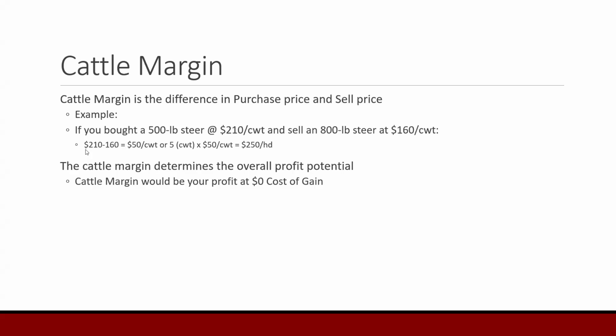Cattle margin. Okay. So cattle margin is the difference in purchase price versus sell price. Okay. So for example, if I bought a 500-pound steer for $210 per hundredweight, and then I sold an 800-pound steer for $160 per hundredweight, my cattle margin would be $250 per head. Okay. What could that indicate?